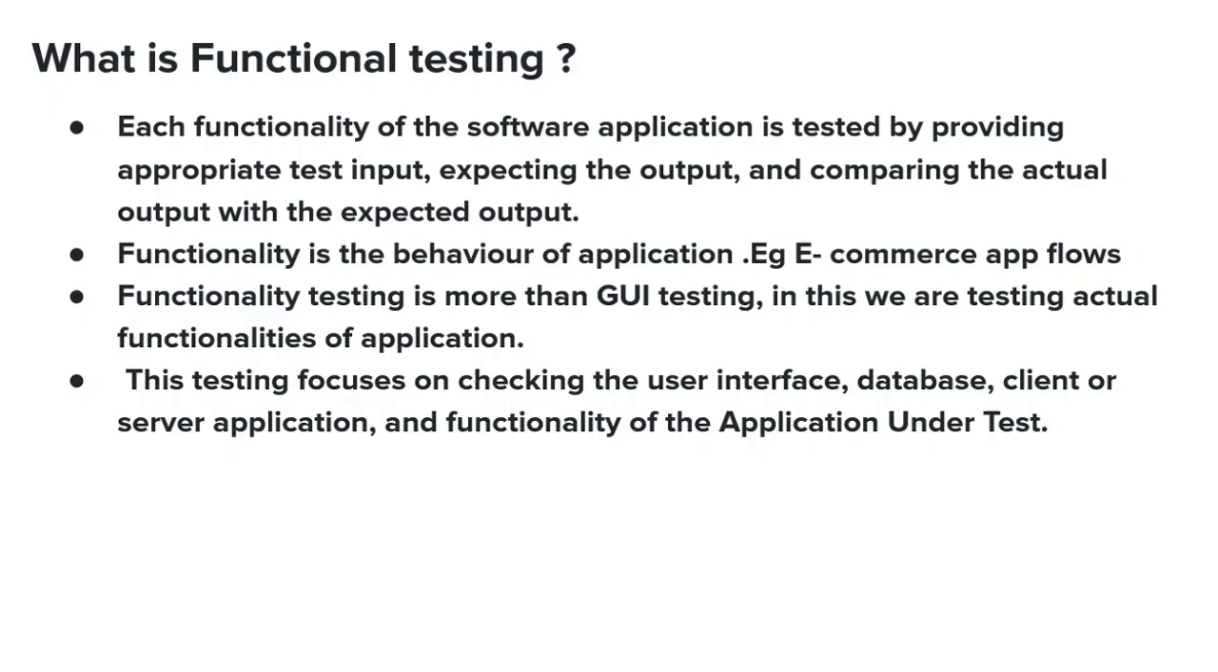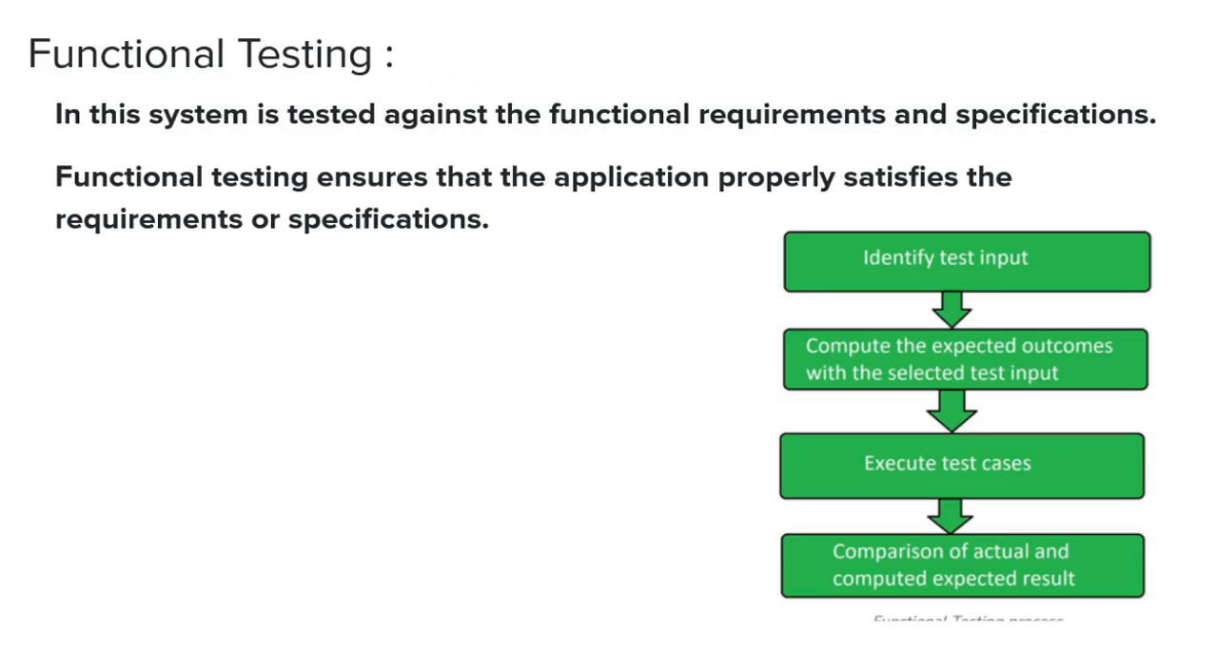So in short, functional testing is nothing but providing and identifying the test input. Functional testing actually ensures that the application properly satisfies all the requirements or specifications which are given by the business team or product team. In functional testing, the system is tested against the functional requirements and specification. As I said earlier, we have to first identify the test input. We have to write the test cases around that functionality.